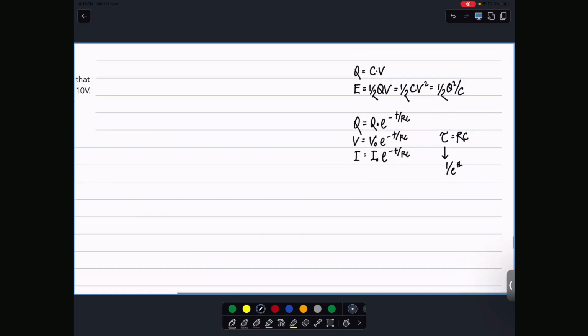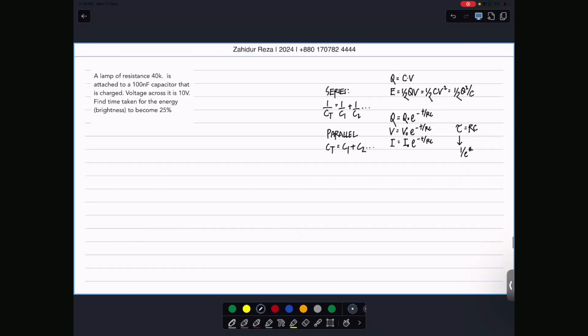And there are some other equations out there. They're called the combination equations, how you combine your capacitors, right? So series and parallel. How do you combine your capacitors in series? Yes, 1 by C total equals 1 by C1 plus 1 by C2. And if your capacitors are in parallel, how do you combine them? Yeah, so C total equals C1 plus C2 and so forth. That's it. These are all the equations that you have.